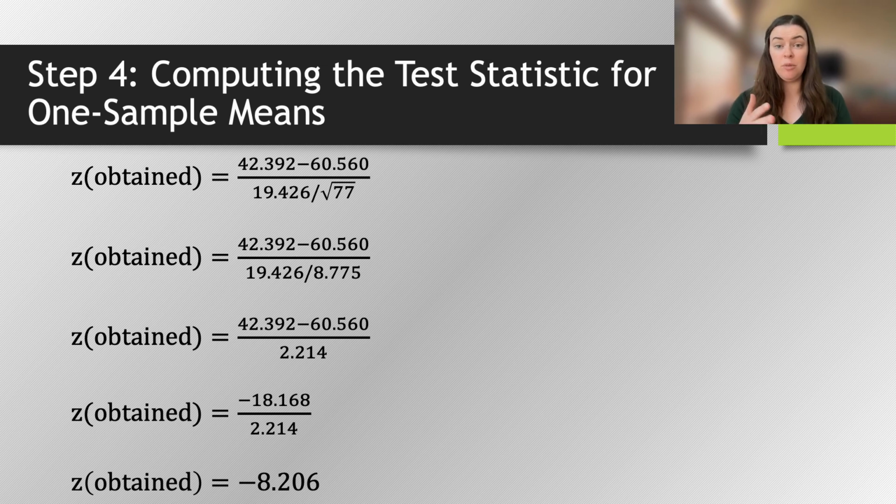What you see here is merely me plugging in the information that you saw on the last slide. So again, 42.392 represented Y bar, or our sample average. We subtract that by our population average, which was 60.56 crimes per 100,000 population, divided by our population standard deviation, which was 19.426, divided by the square root of N, which was our sample of 77 cities. You'll see in each subsequent step here that it's just me working through the math. So we ultimately get to a final answer of our Z obtained, or our test statistic, of negative 8.206.